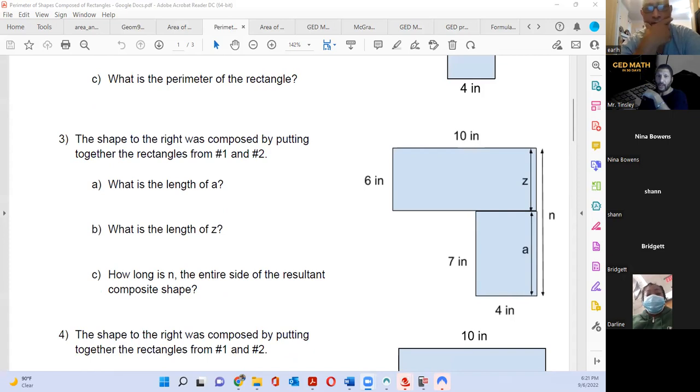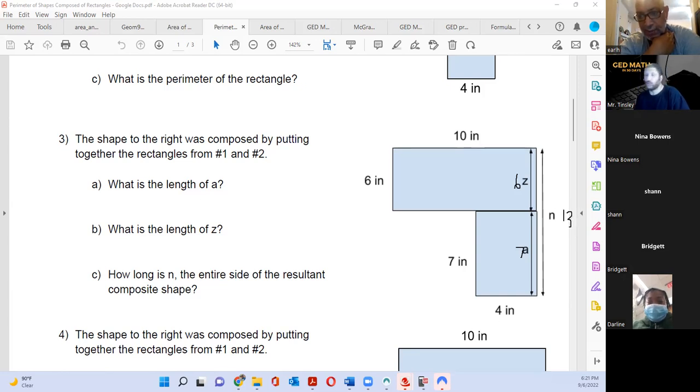Okay, let's look at this question here. If this side is 6, Z is what? 6. What side is A? If this side is 7, A is what? 7. So this whole side is what, altogether? 13.